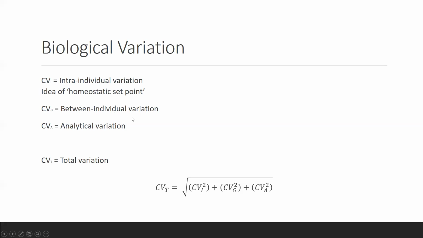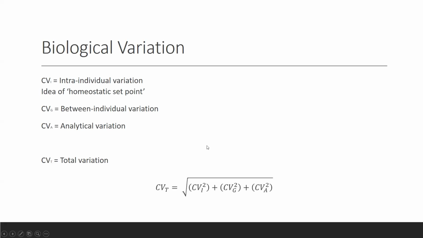Now, CV, or coefficient of variation, is used here as percentages so that we can use numbers that are equivalent between different concentrations and mean something between different analytes. And remember that this is equal to the standard deviation divided by the mean.